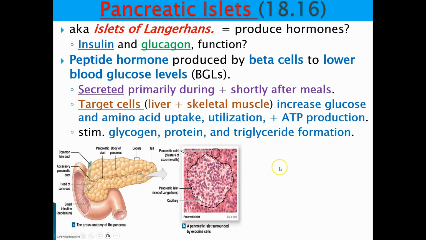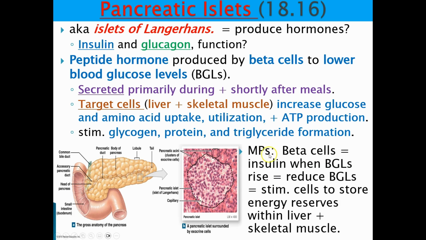All right, but if we were really to break this down, you've got some really simple main points here. That's what MPS stands for on my slide. Again, you can see that this was figure 18.16, so we kind of jumped around in this chapter and moved quite a few sections up. But the major point to understand from this is the pancreas has the beta cells found in the pancreatic islet region, and those beta cells secrete insulin when blood glucose rises.